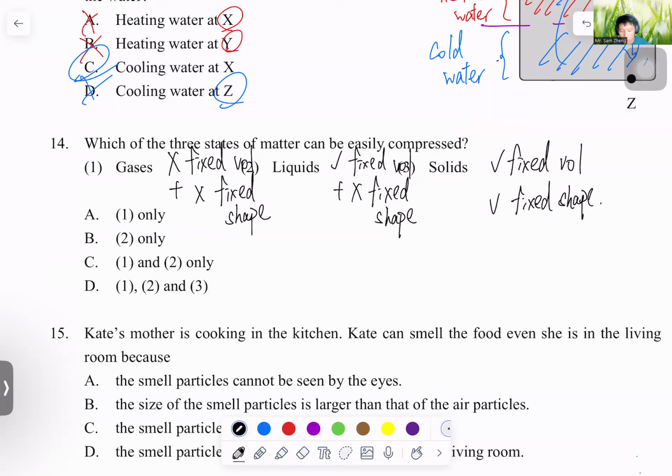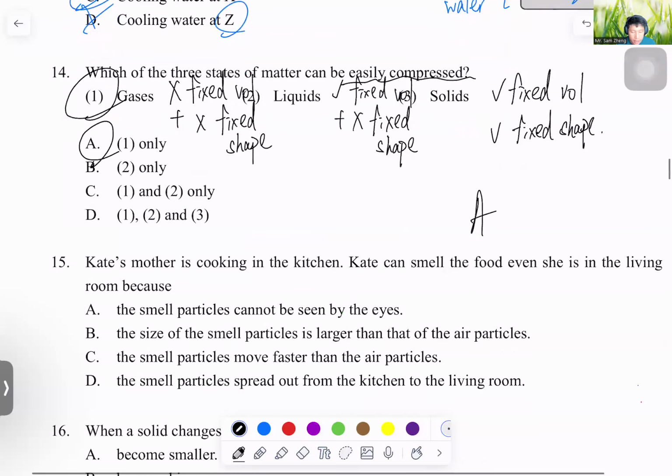So which one will be easily compressed? Of course, both solid and liquid can be compressed under certain conditions. However, in normal conditions, when we simply apply our hand, which one would be easily compressed? That must be the gas, because it does not have a fixed volume and also does not have a fixed shape. Therefore, the answer should be A.